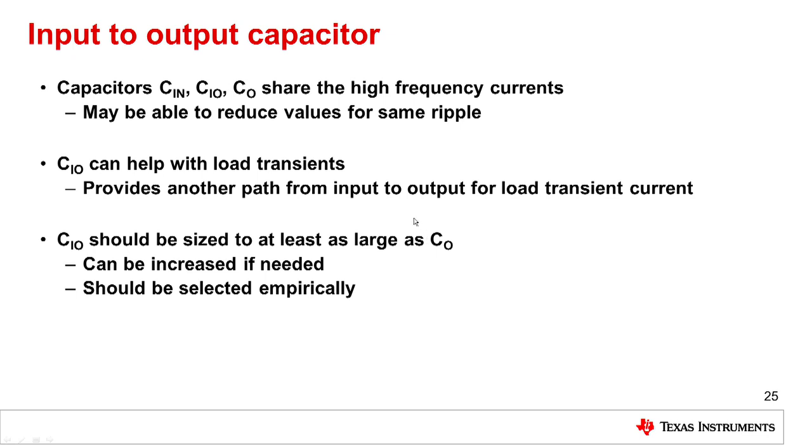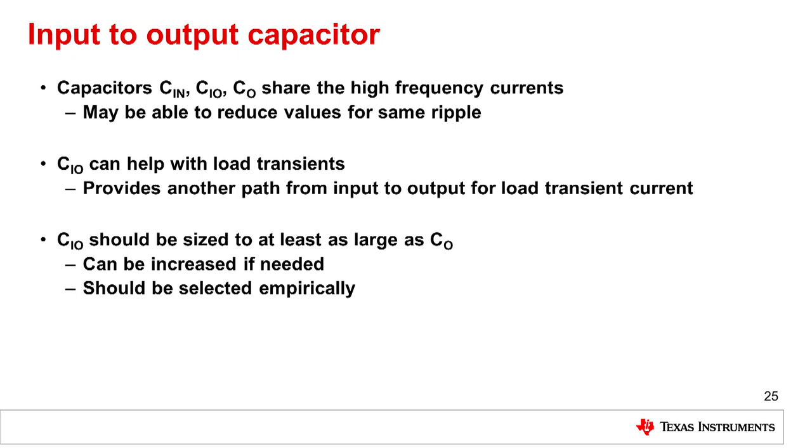Now the three input capacitors Cin, Cio, and Cout have a tendency to share the high frequency ripple currents. That means that in some cases you might be able to reduce their values and get the same ripple current. CIO can help with low transients.